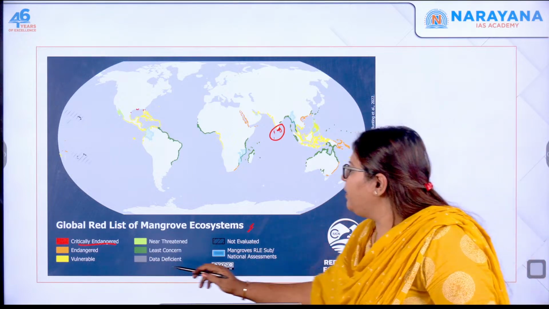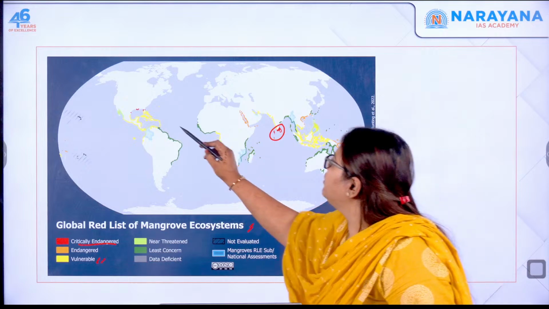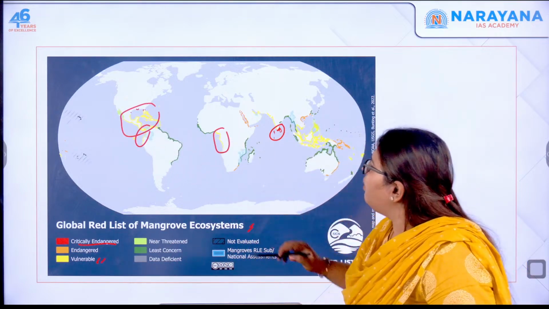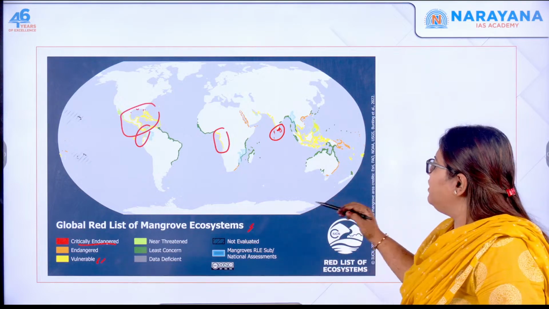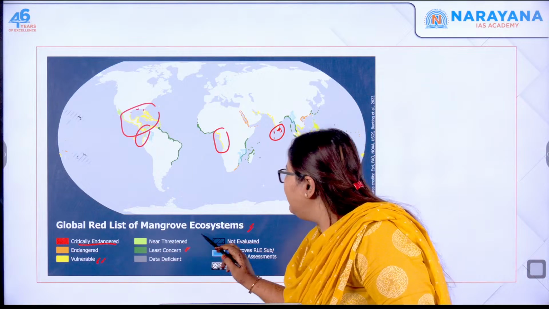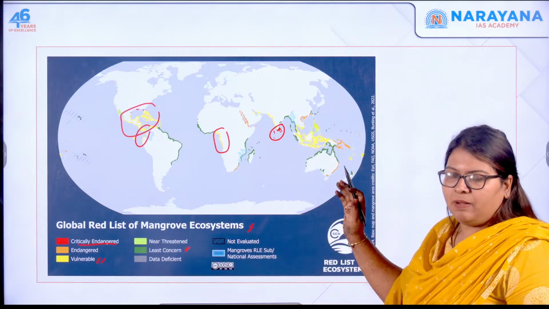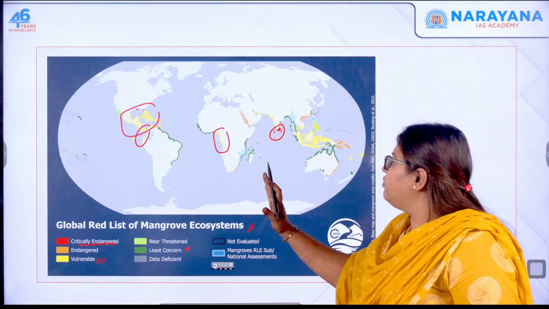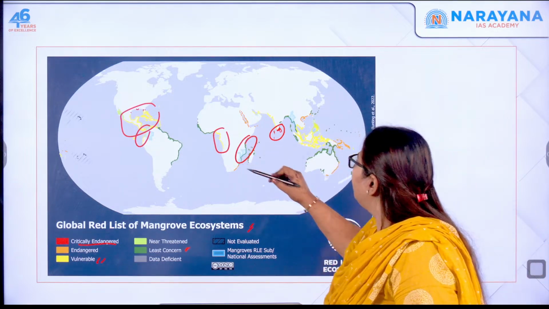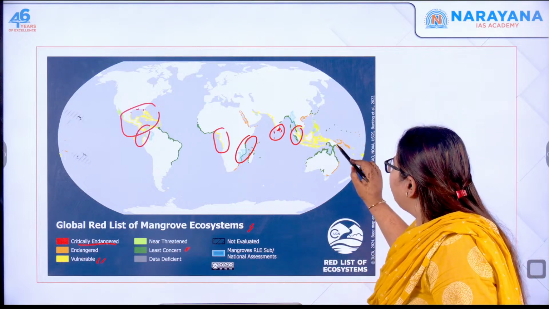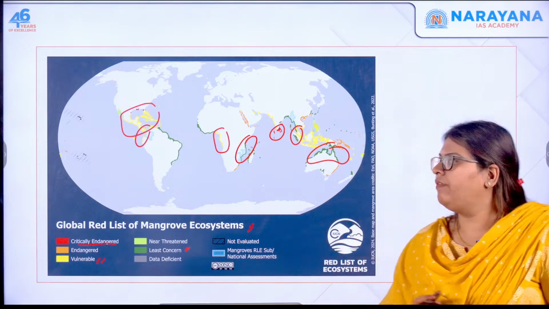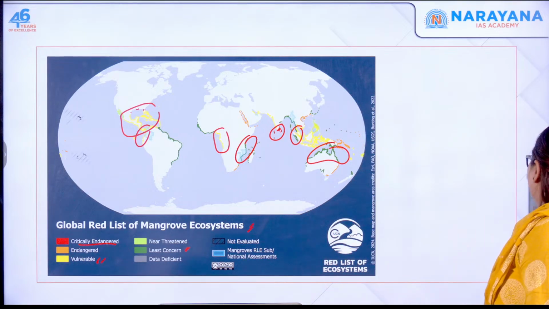Then if you see these particular vulnerable regions, you actually have Central America, South America, then you have the west coast of Africa. All these regions are vulnerable, and also these green regions are least concerned. They are comparatively safe, but however they are under threat. That is towards the east coast of Africa. Then you can see Southeast Asia, the northern part of Australia. So this is what the global red list of the mangrove ecosystems actually says.